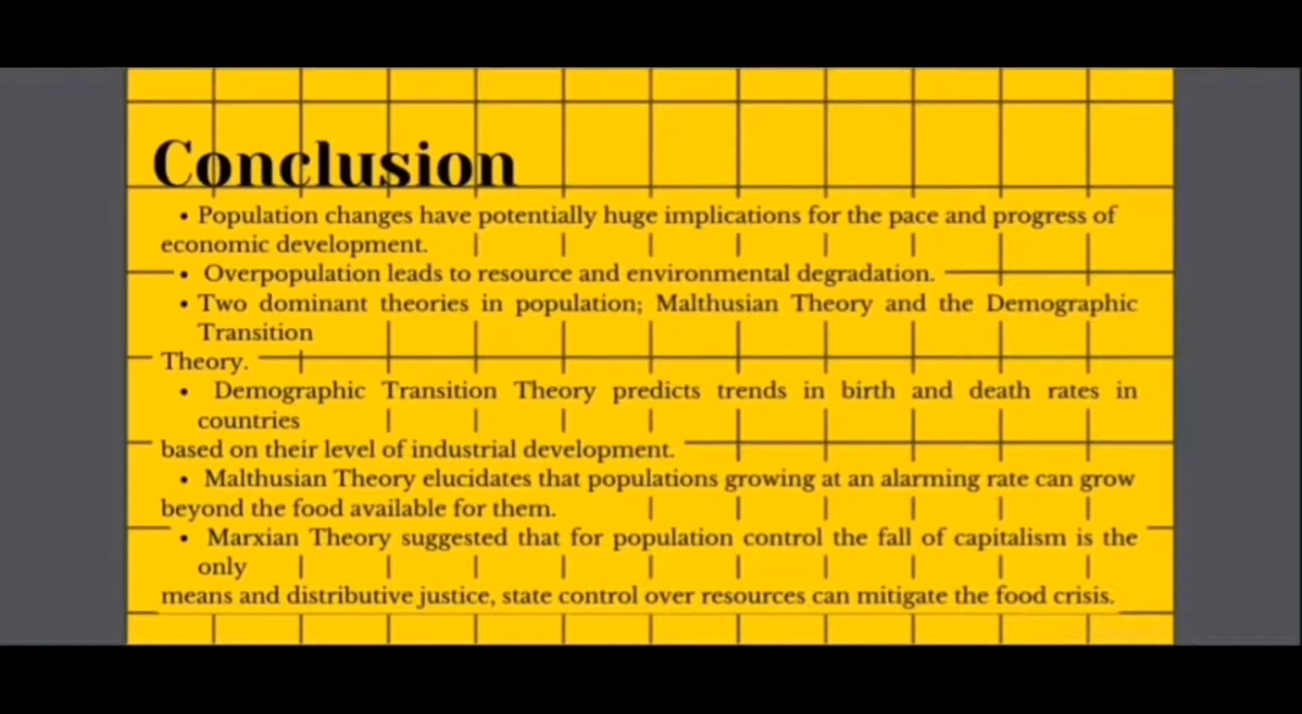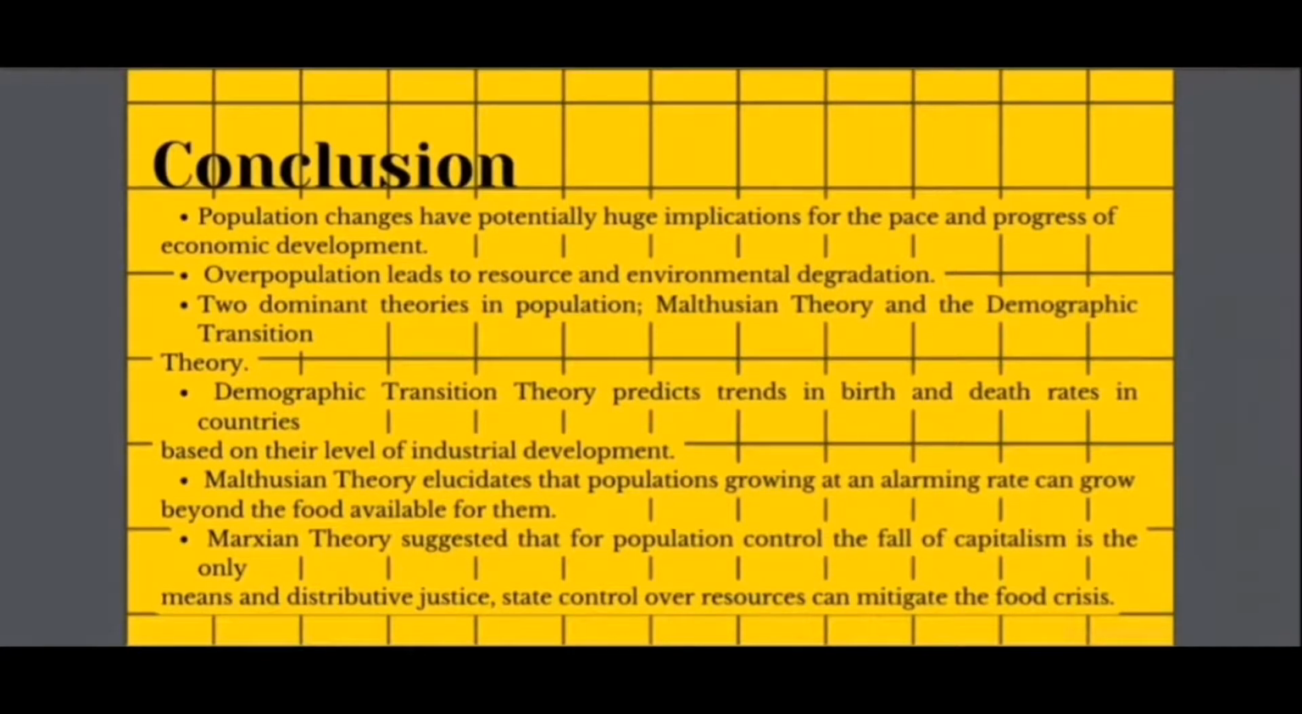Demographic transition theory predicts trends in birth and death rates in countries based on their level of industrial development, wherein we have learned the three-stage process on how the population is affected as a society transitions from being pre-industrial to industrial. Next is Malthusian theory, a theory that elucidates that populations growing at an alarming rate can grow beyond the food available. We learn from Thomas Malthus' premise that human beings reproduce faster than it was possible to grow food for them. Thus, population increases geometrically while the food supply increases arithmetically.